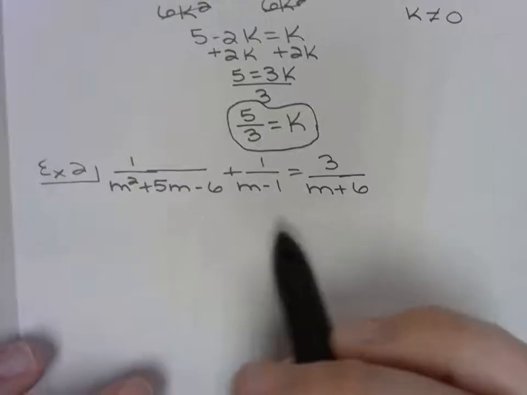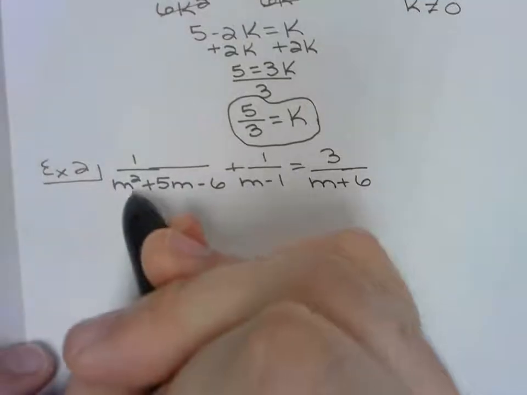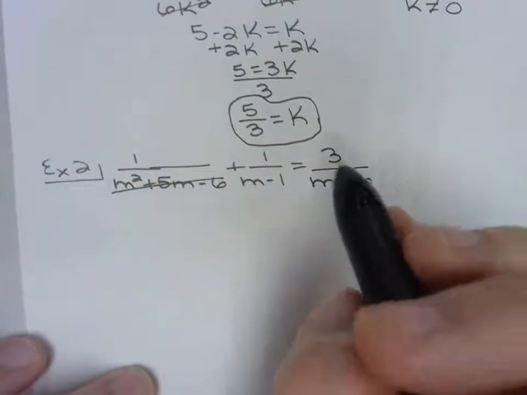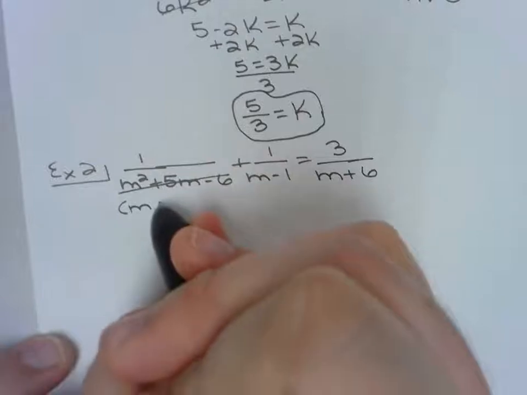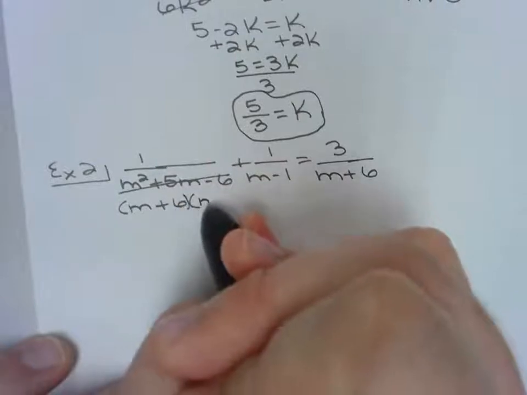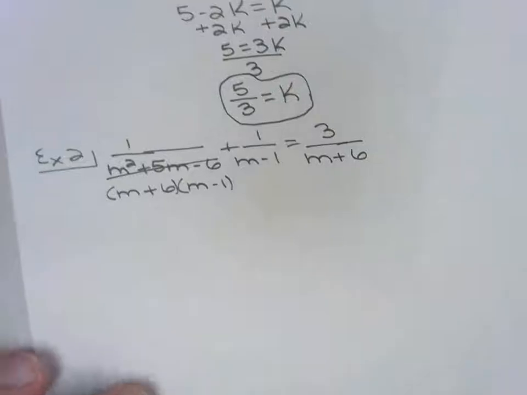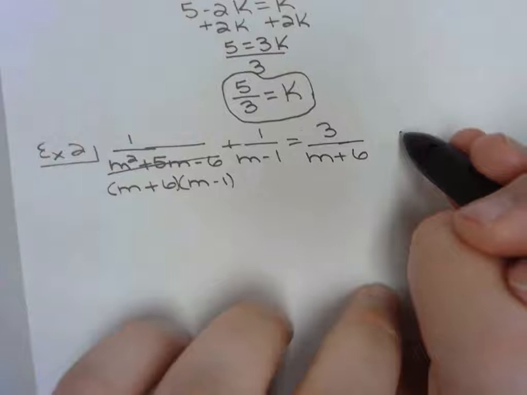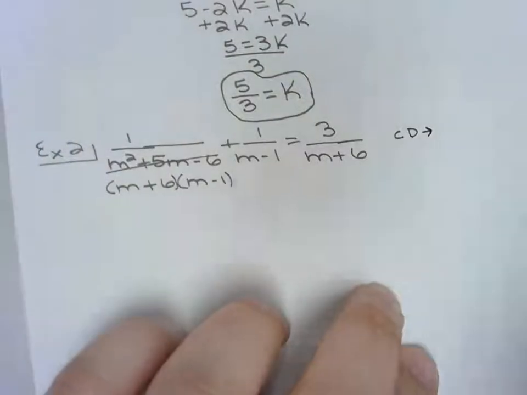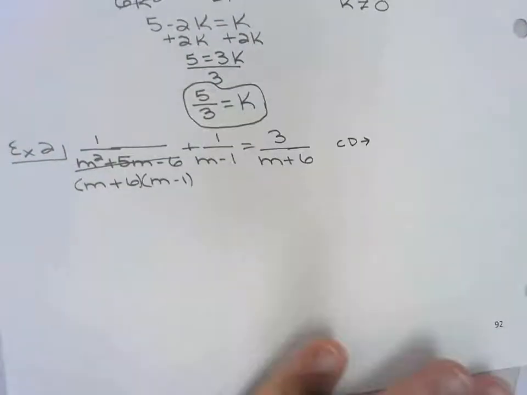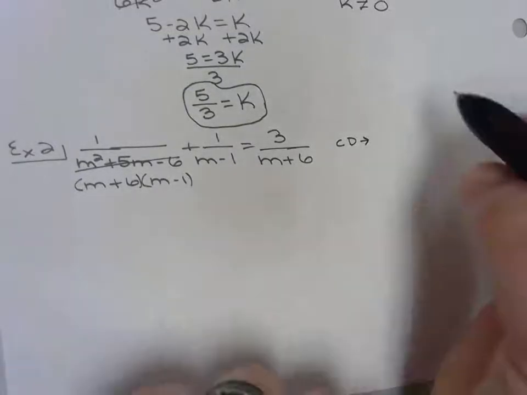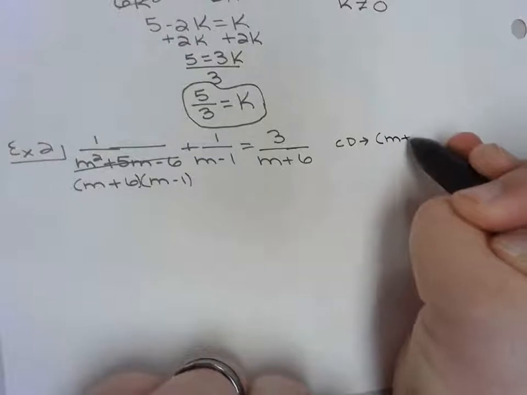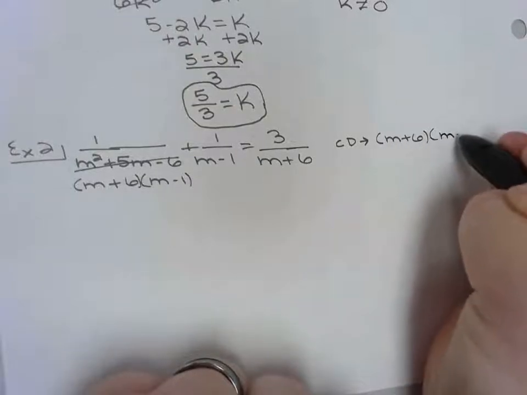Factor all your denominators first. So the only denominator that will factor is what? What will m squared plus 5m minus 6 factor to? Yep, and m minus 1. So factor first, because that helps you see the parts of your common denominator. I want you to write the common denominator out to the side because it helps you keep track. The common denominator has to include all the parts of my denominators, which are going to be m plus 6 and the m minus 1 part.